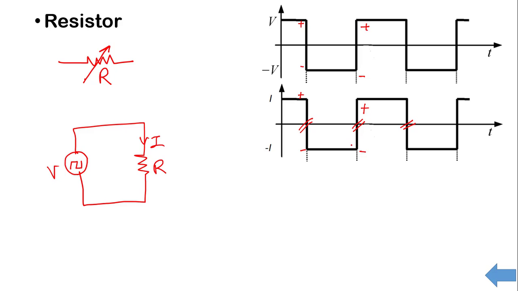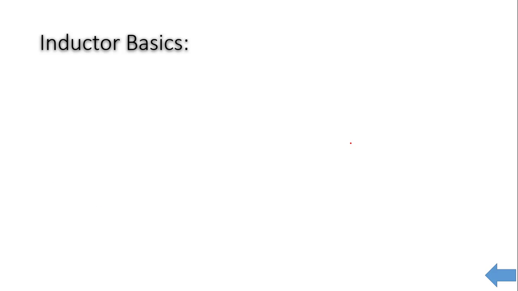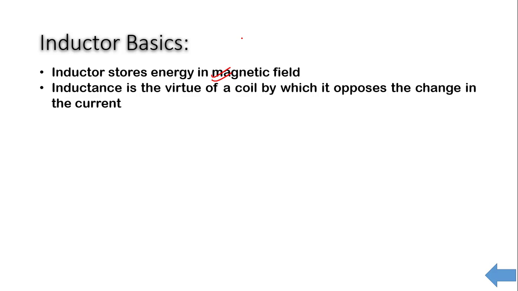So that's resistor. Next is inductor. As you all know, inductor stores energy in magnetic field, right? And now what is inductance? Inductance is the virtue of a coil by which it opposes the change in the current. You need to understand this statement over here: opposes the change in the current. It is opposing the change, means if current is increasing, inductor will try to reduce it. If current is decreasing, inductor will try to increase it. So it is opposing the change. The inductor doesn't want to change the current flowing through it, right?